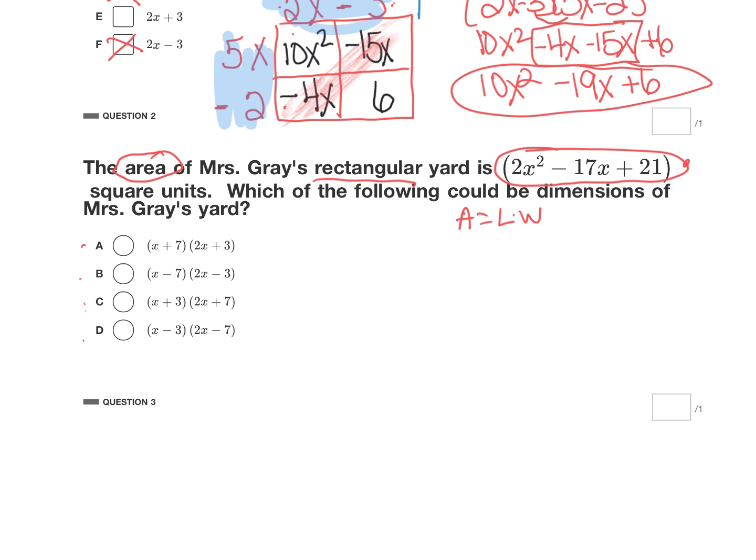Okay, so once again, whenever we factor, we check: is it in standard form? It is. The next is, can I divide anything out? I cannot. Okay, so now I'm going to identify my A, B, and C. My A value is 2. My B value is negative 17, and my C value is positive 21.